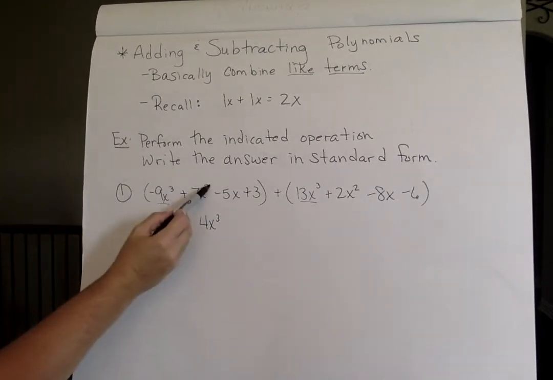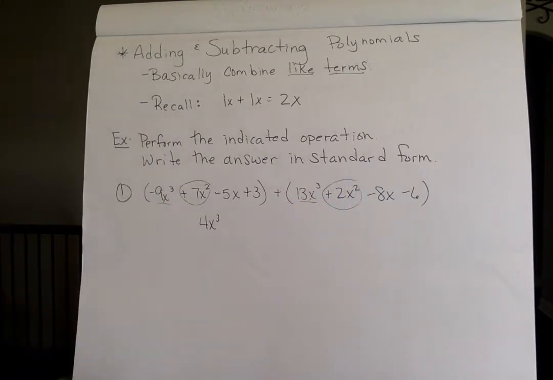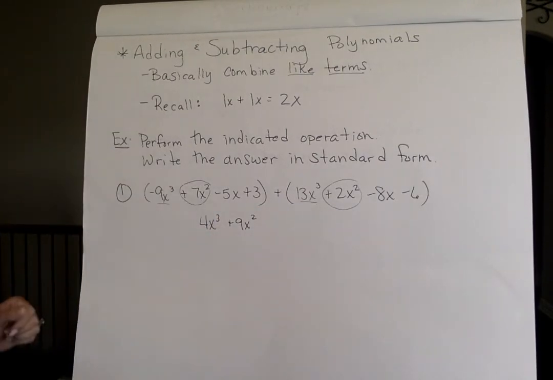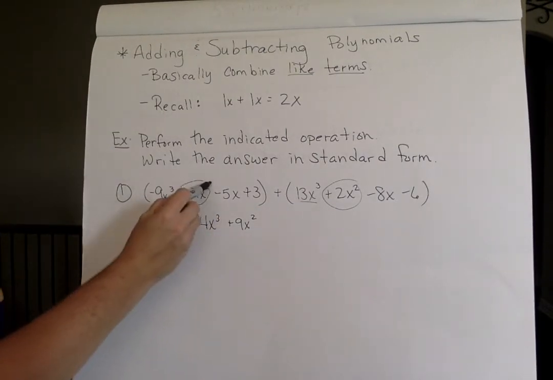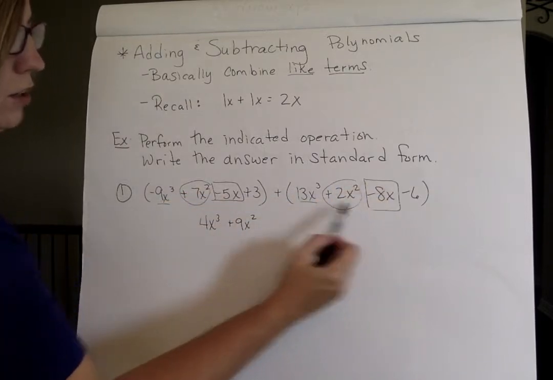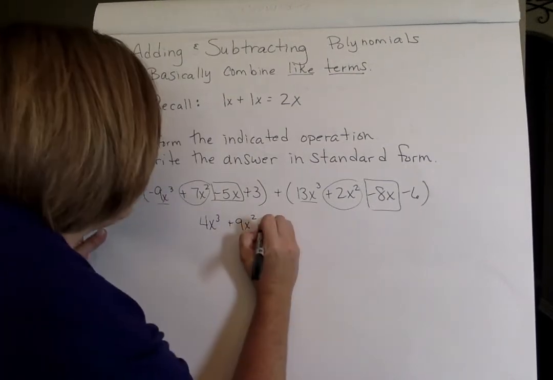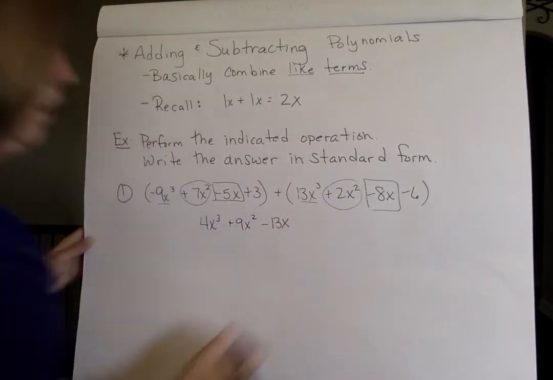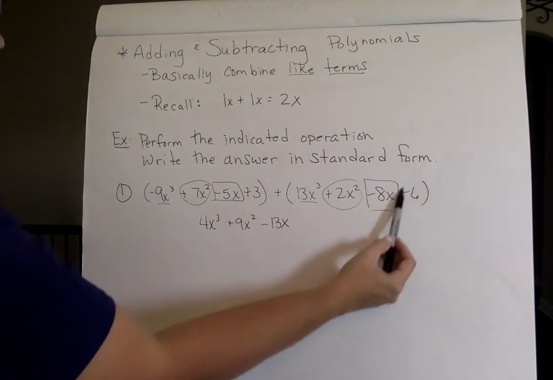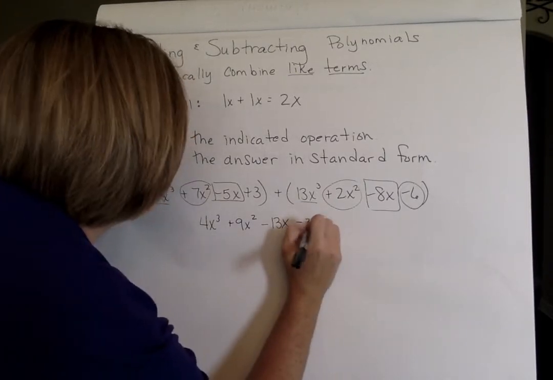Then we have positive 7x squared and positive 2x squared. When we add those together, we get positive 9x squared. Then we have negative 5x, and in this polynomial, we have a negative 8x. So we have negative 5x plus negative 8x, which is negative 13x. And lastly, we have the 3 plus, and then we have here a negative 6. 3 plus negative 6 is negative 3.